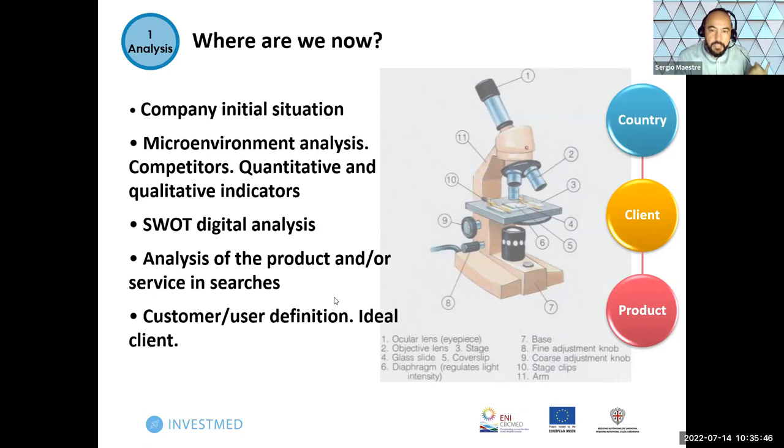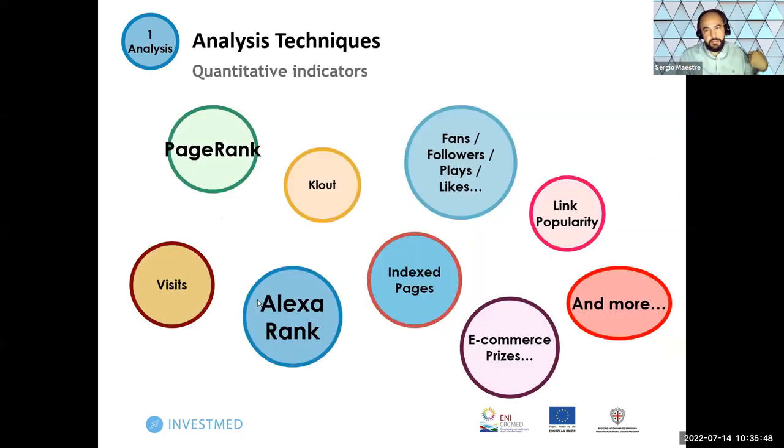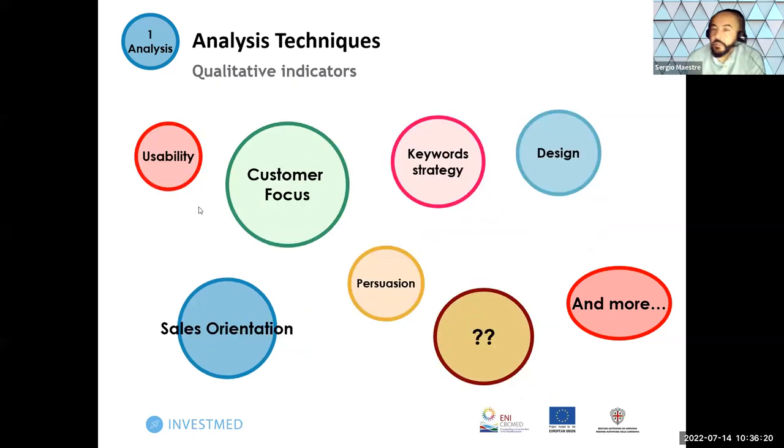Okay, some ideas to develop this analysis: you can have quantitative indicators, the page rank, Alexa rank, indexed pages, e-commerce prices, fans, followers, likes, and so on. So what we do here in the Xpande Digital Program is we make some graphics of the current situation of our company compared with the competitors in that country. These are quantitative indicators, but there are also qualitative indicators. The difference: quantitative are numbers, qualitative is more subjective.